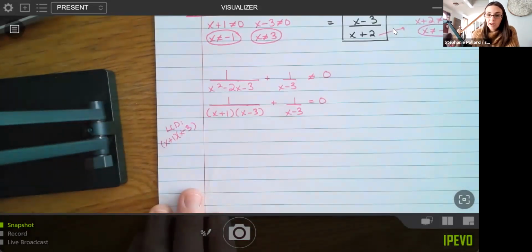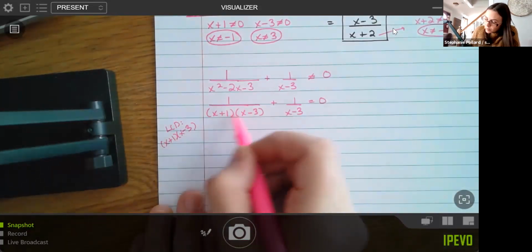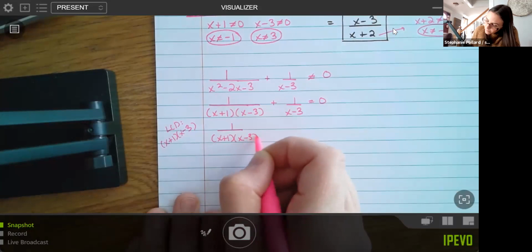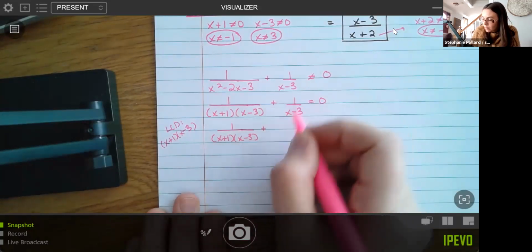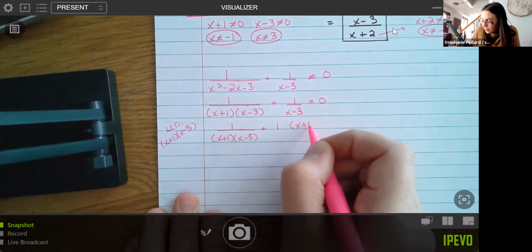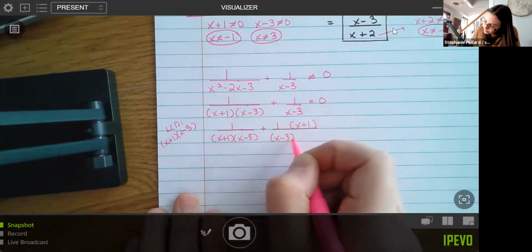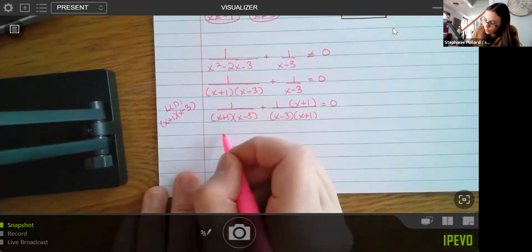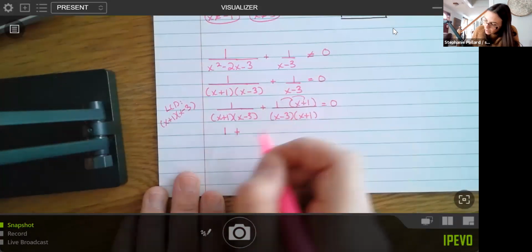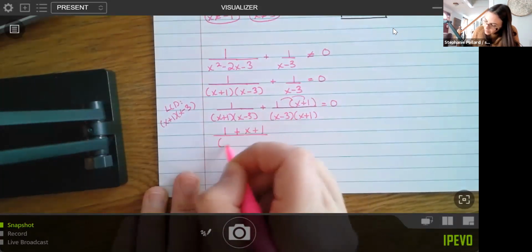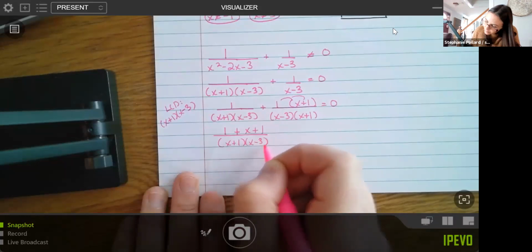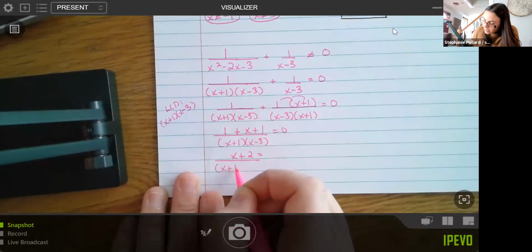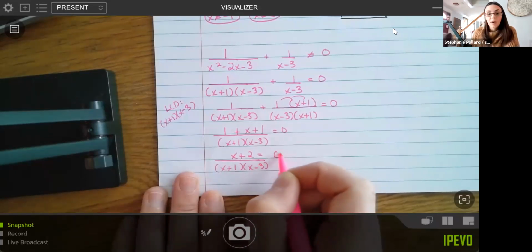So think back to how you add rational expressions. This first term is not missing anything, so it's going to stay just a 1. But the second term is missing the x plus 1 term. So you end up multiplying that group by the x plus 1 term. And what you're going to get when we combine this all together is 1 plus, now this 1 is going to distribute, x plus 1 over your LCD. And we had that same x plus 2 in the numerator that we had in our final answer equals 0.